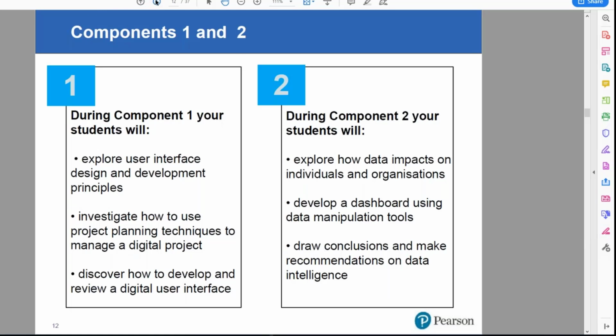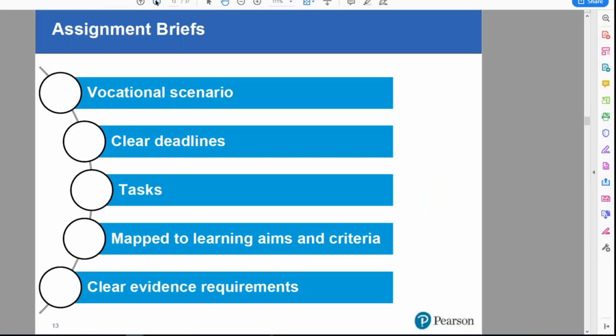Okay, so that's the two. That's a quick talk through of what's in those two components. We use assignment briefs to do the assessments. What we tend to do is a bit of teaching. Say Learning Aim A would be taught, and then you could do a Learning Aim A assessment, and there would be an assignment brief. The assignment brief always has a fixed design.